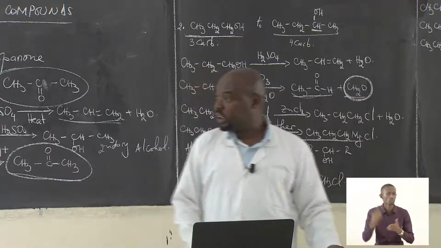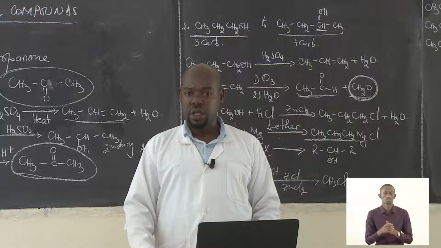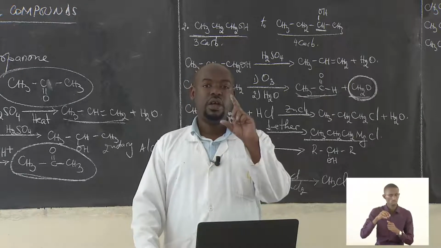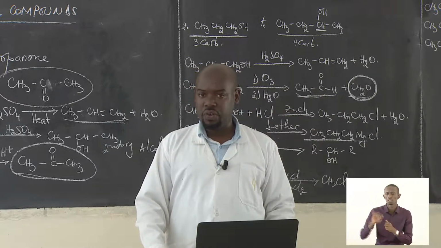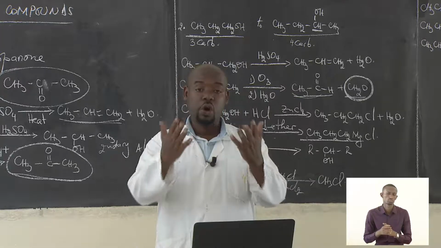Here we have more exercises. Transformation of propan-1-ol to CH3CH(CN)OH. Do you remember the reaction of aldehydes or ketones with hydrogen cyanide? Well, remember that reaction. And you also remember the name of the involved mechanism, nucleophilic addition. And we have another exercise here. From propane, try to prepare 2-methylpropan-2-ol. So we have those two more questions which you are going to try.